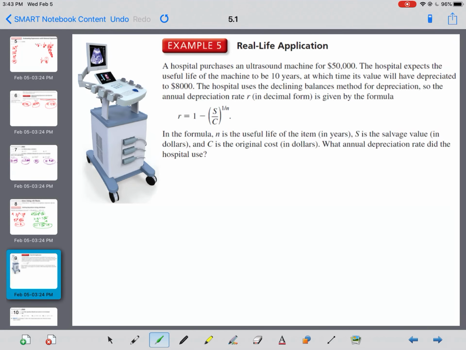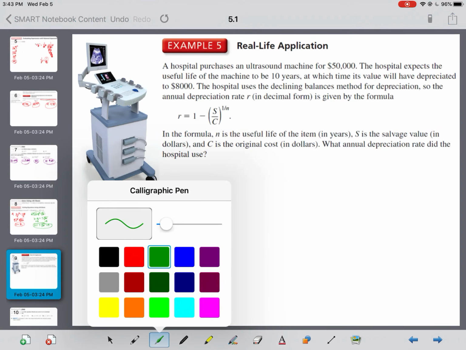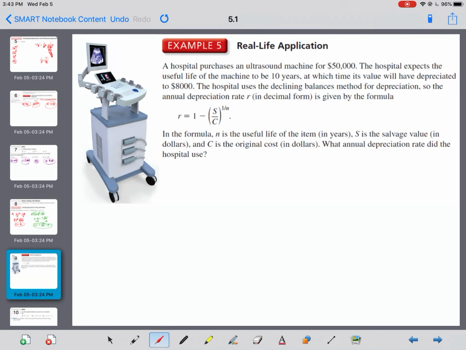Word problems. Real life application. A hospital purchases an ultrasound machine for $50,000. The hospital expects the useful life of the machine to be 10 years, at which time its value will have depreciated to $8,000. The hospital uses the declining balances method for depreciation, so the annual depreciation rate, R, in decimal form, is given by this formula.